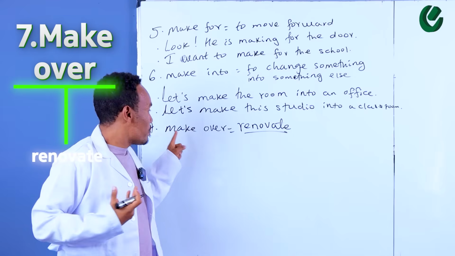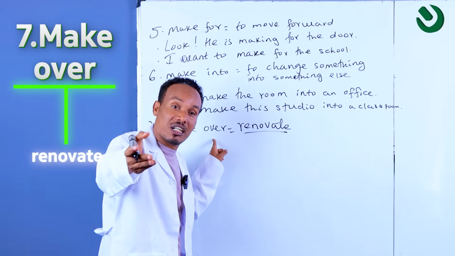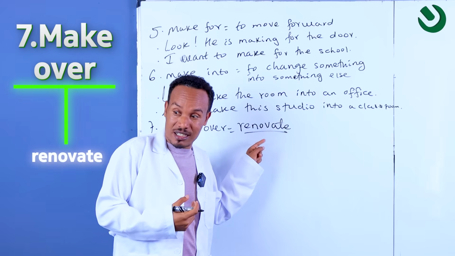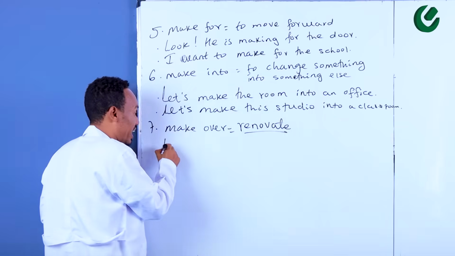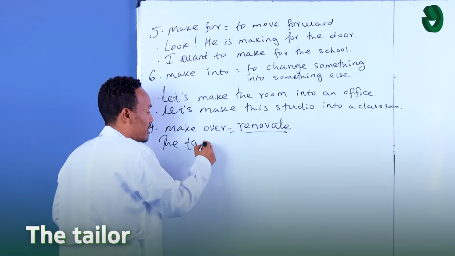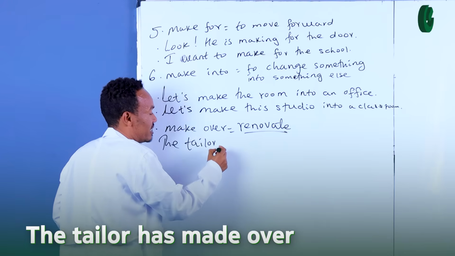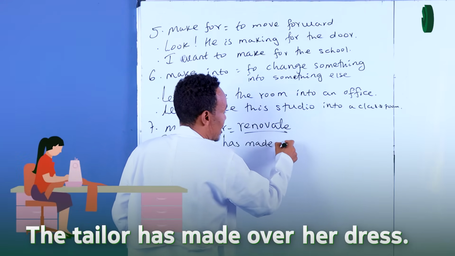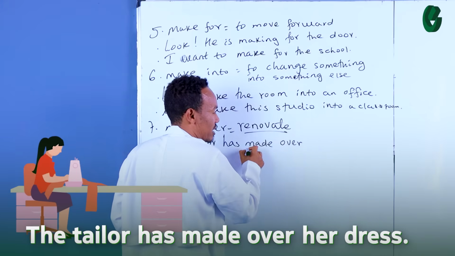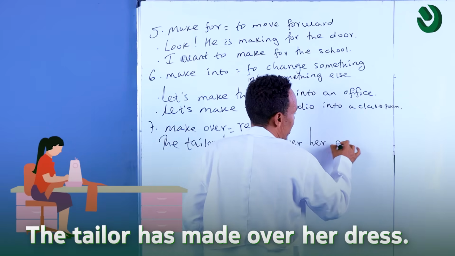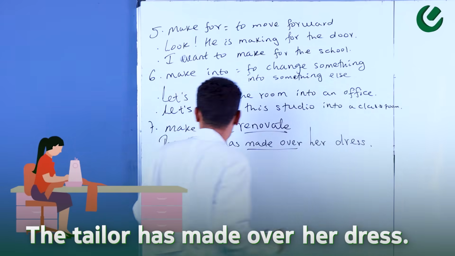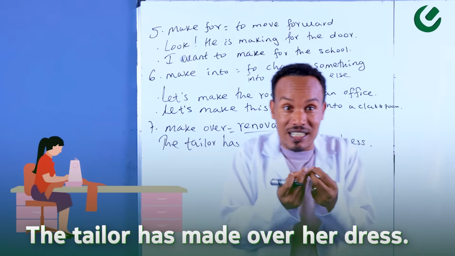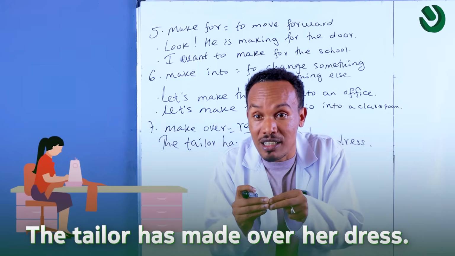Renovate. Okay? So to make something new again. Do you understand me? So what do you mean by makeover, Brooke? To renovate. Read it. Renovate, right? So you can say the tailor, you know the meaning of tailor? The tailor has made over her dress. So you can say the tailor has made over her dress. The tailor made the dress new, yes or no?